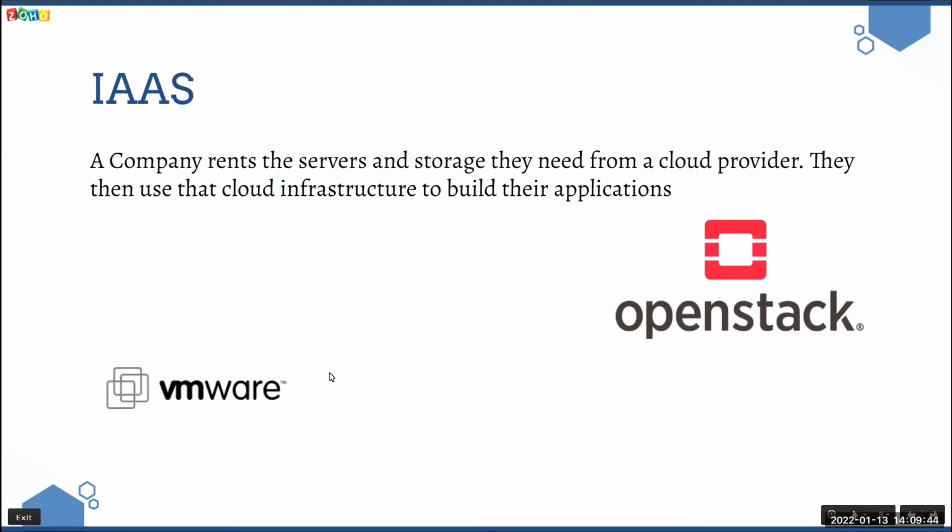Next is infrastructure as a service. A company rents the servers and storage they need from a cloud provider. They then use that cloud infrastructure to build their applications. For infrastructure as a service, it's like a company leasing a plot of land on which they can build whatever they want. It's completely up to them, but they need to provide their own building equipment or materials. Providers include DigitalOcean, Google Compute Engine, and OpenStack, which are the major providers of the infrastructure as a service model.